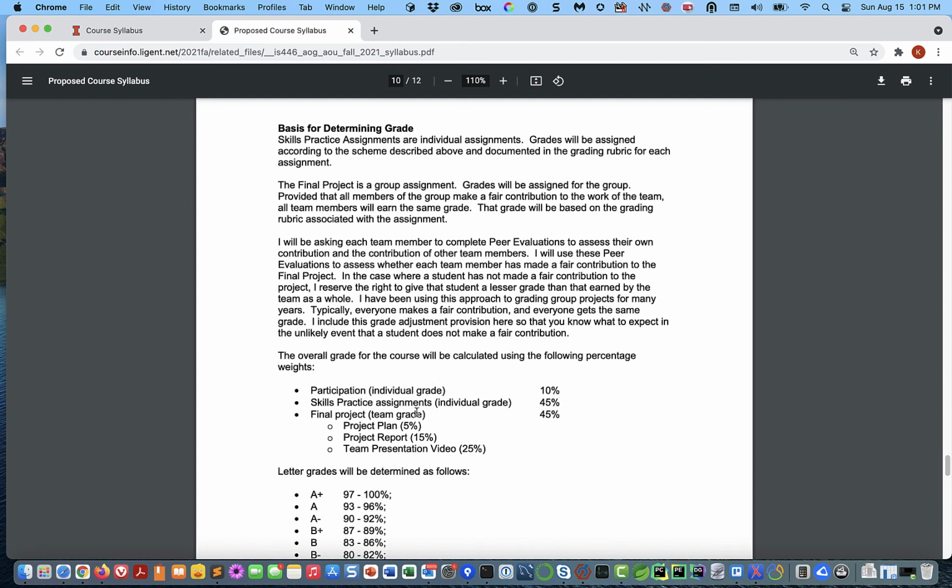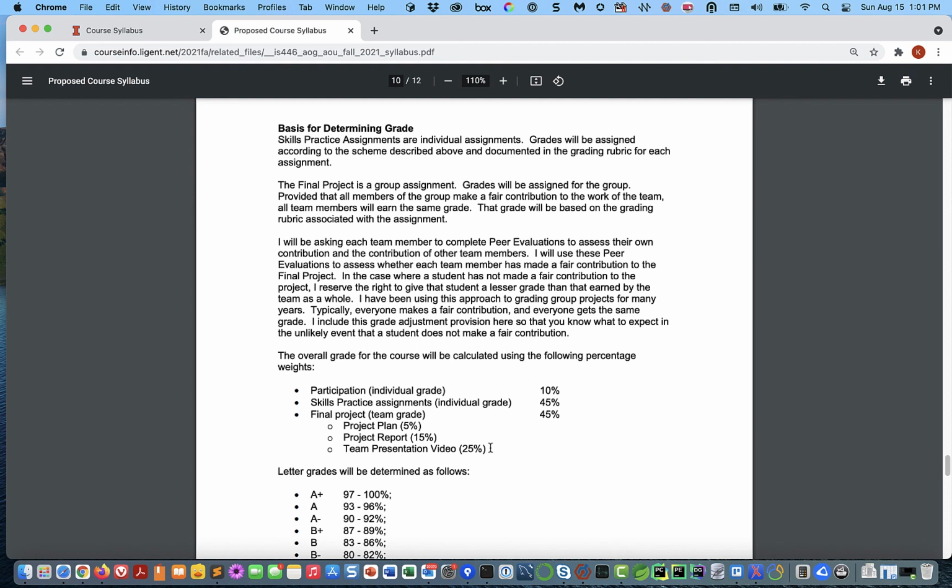Okay, and there's going to be three deliverables for the team: a project plan, a project report, and a team presentation video. Okay, and so of the 45%, five of that is a project plan, 15% of that is a project report, and 25% is the team presentation video.